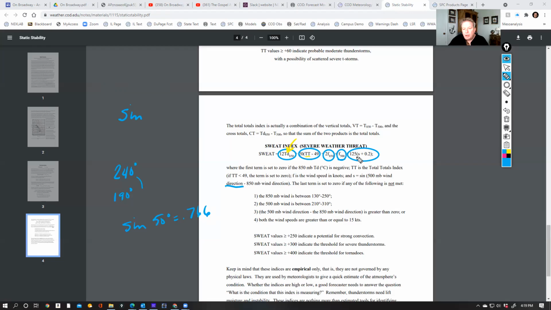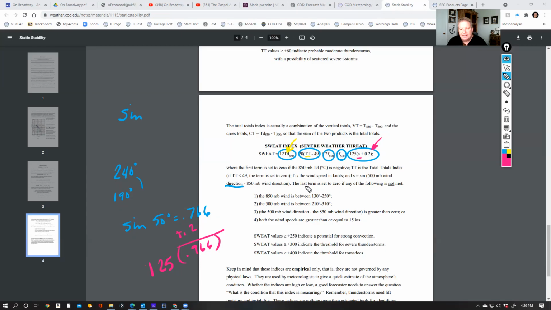That's what you plug into this. That's what S is. But what do you do after S? You add 0.2. So we add plus 0.2, so we get 0.966. And then, please excuse my dear Aunt Sally, we multiply by 125. And that is what this term is.